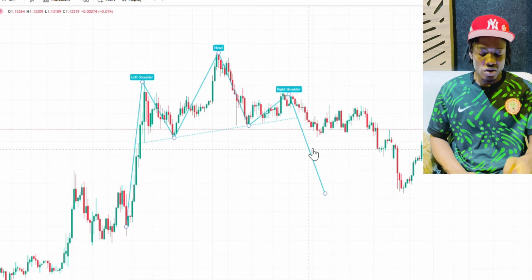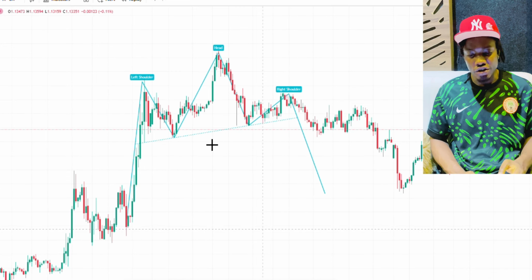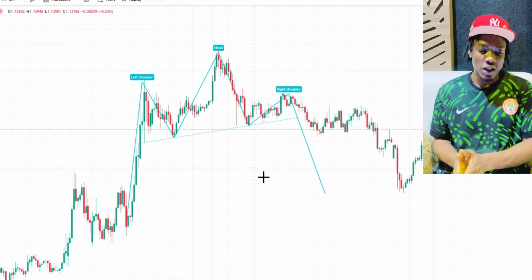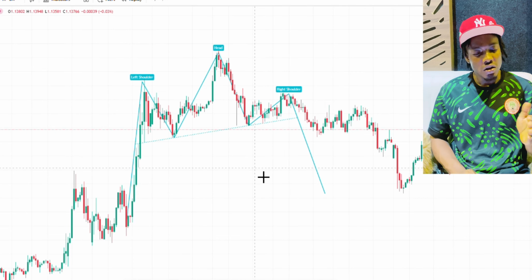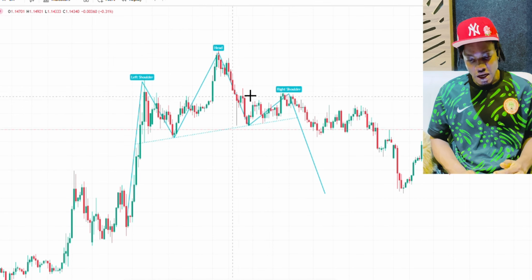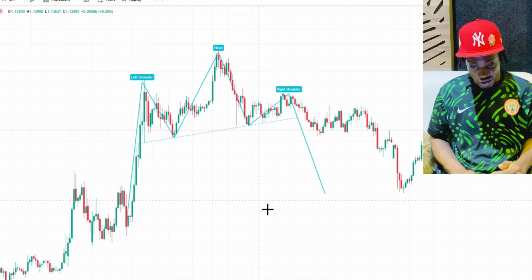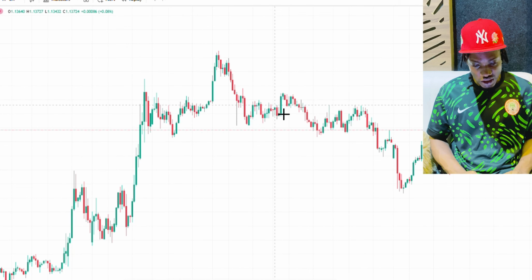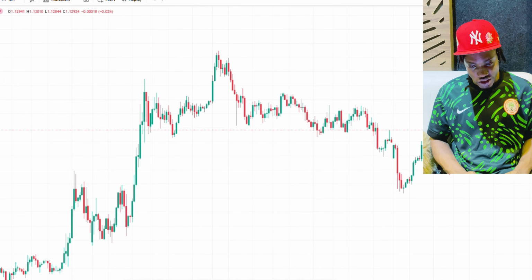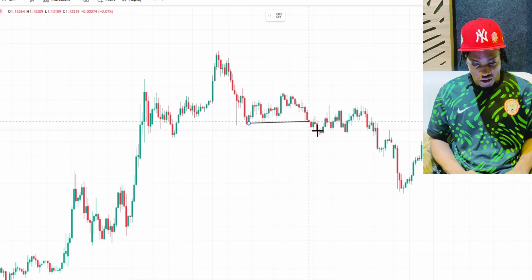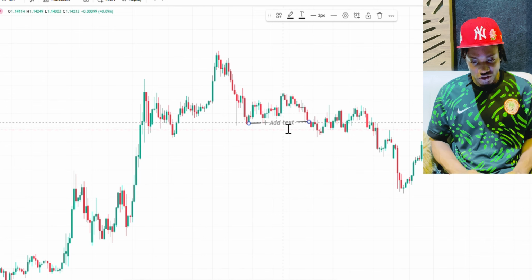So immediately we saw this reversal pattern, the head and shoulders pattern. The head and shoulders is a complete reversal pattern. Each time you see it on your chart on a higher time frame, it is so powerful. So the market gave us a market structure shift around here. Immediately it gave us a market structure shift, we knew that it was ready to sell. This is our MSS, market structure shift.